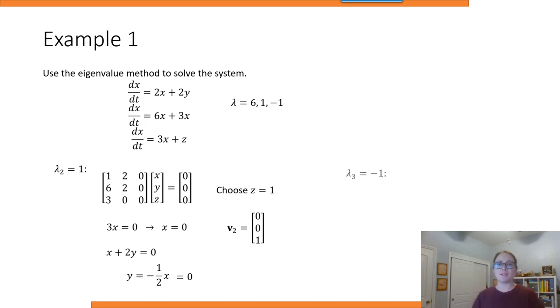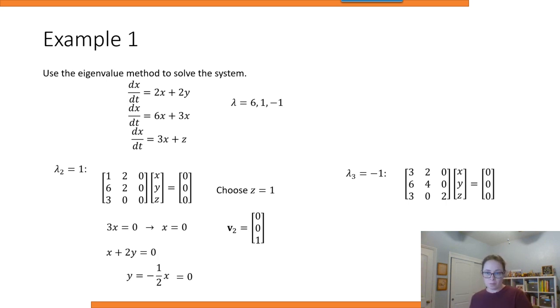Okay, last one. Let's plug in -1. Again, I'm subtracting -1 from the main diagonal, so I get 3, 2, 0, 6, 4, 0, 3, 0, 2 for my 3 rows of the matrix. From the first row, I get 3x plus 2y equals 0. And from the third row, I get 3x plus 2z equals 0. And the middle row is just taking the first row and multiplying it by 2. I'm not even going to worry about that one. This is enough for me to get my eigenvector.